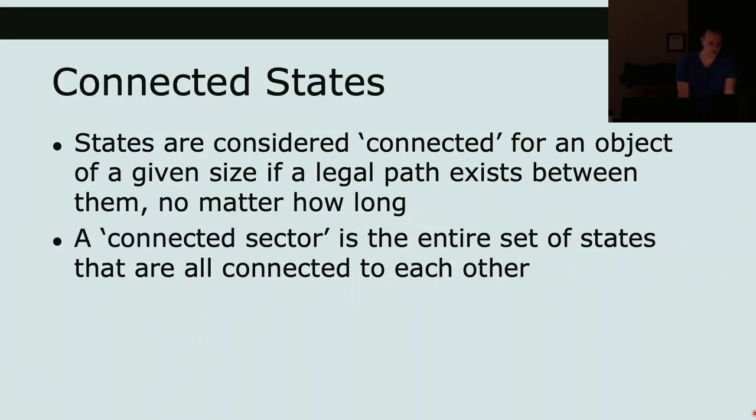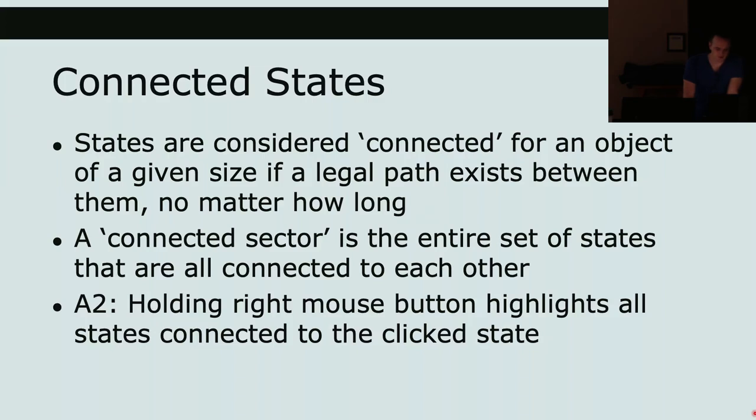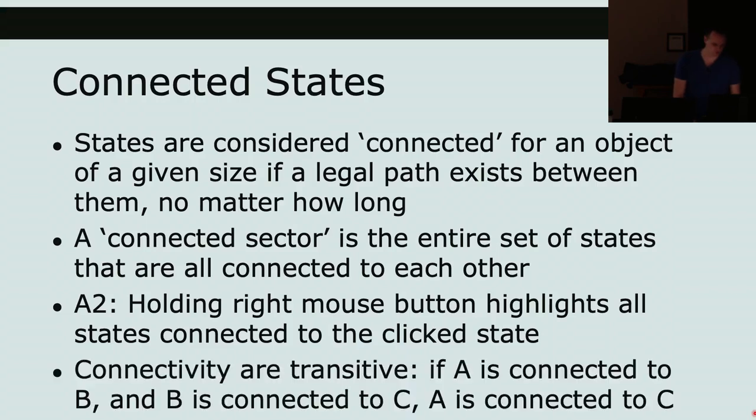A connected sector is the entire set of states that are all connected to each other. And so in assignment 2, holding the right mouse button highlights all states that are connected to the clicked state. You may think to yourself, well, that seems like it's going to be an expensive computation, because to see which states are connected to this, we may have to compute all the possible paths to this thing, but it turns out that's not the case, luckily. We can do a little clever trick.